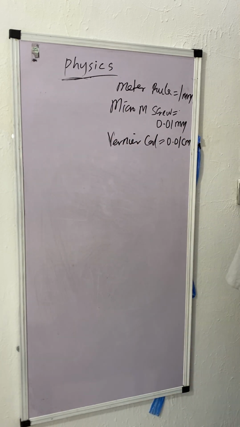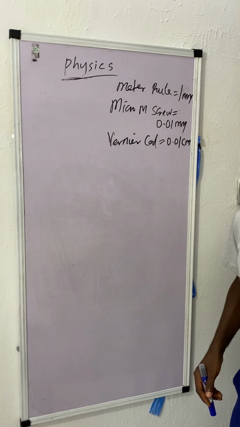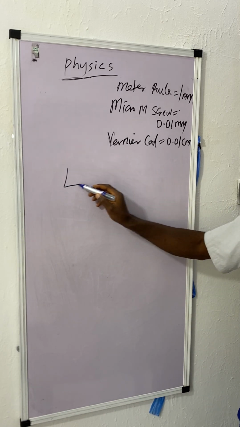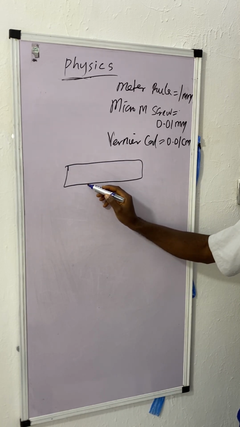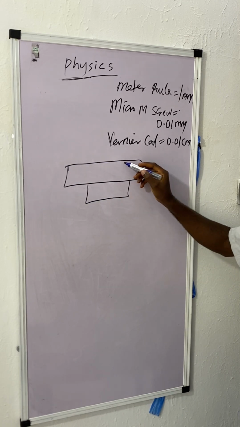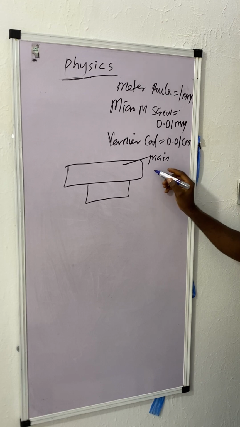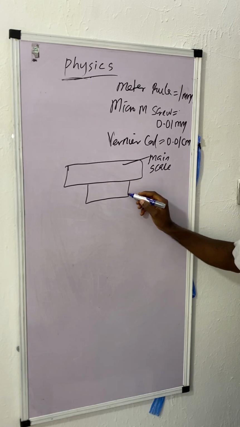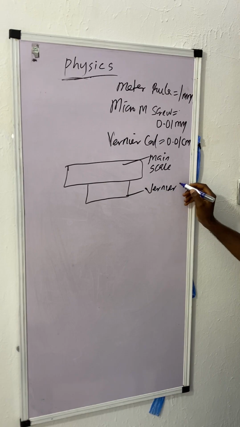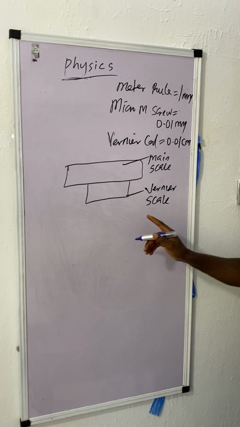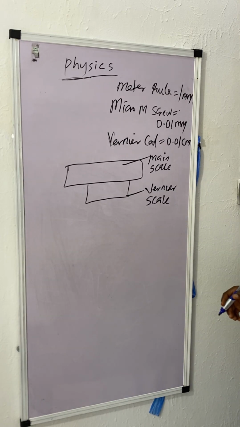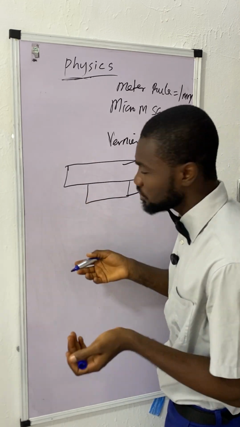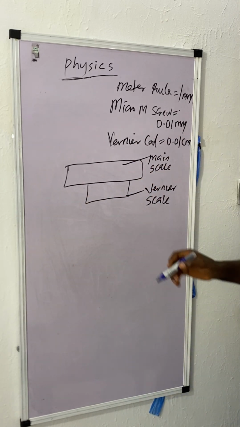Now let's look at how to read a vernier caliper. All right. Vernier caliper. So let's say this is the vernier caliper. Remember, the bigger scale is known as the main scale. All right. While the smaller scale, usually below, is known as the what? Vernier scale. So how do we read a vernier caliper? It's very easy. Okay. Just read the main scale, read the vernier scale, add the two readings together, and you get your answer. But there is a step to it.